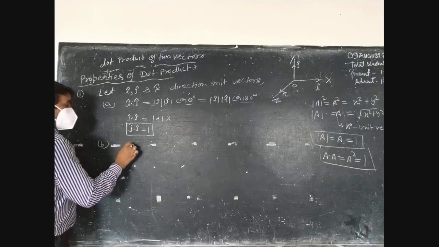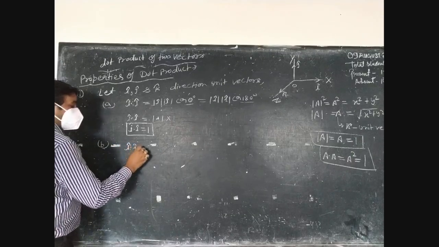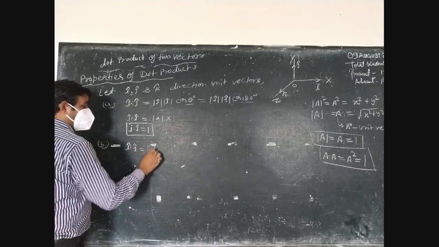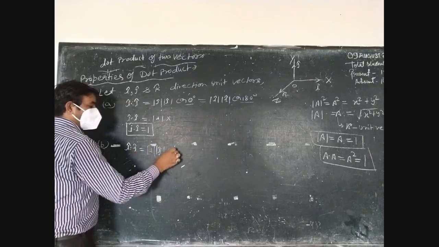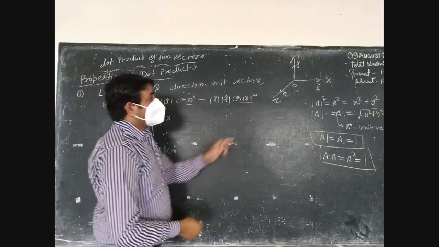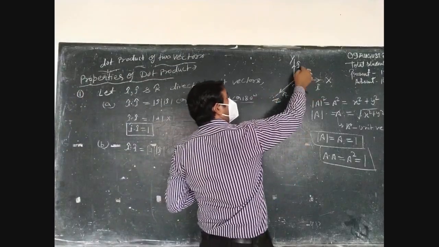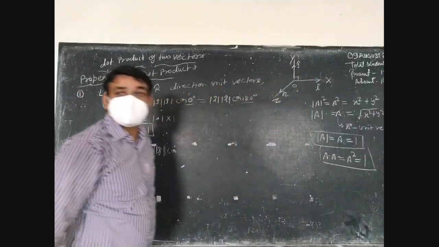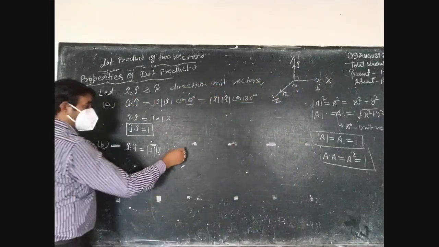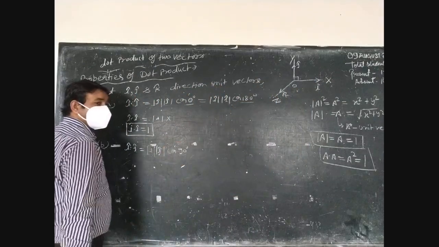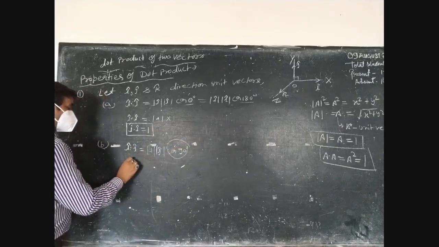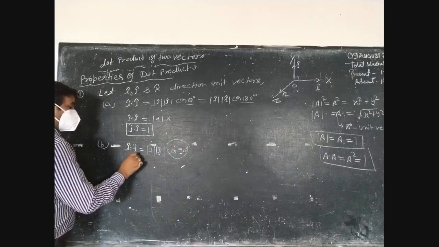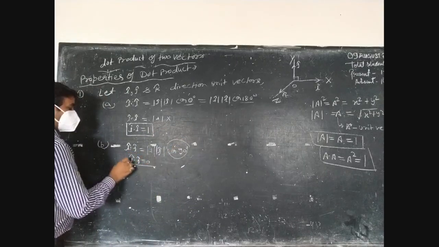If we multiply i dot j, we get modulus of i, modulus of j, cos of the angle. Now the two vectors i and j are at 90 degrees. As you know that cos 90 is 0, so the complete result is 0, which means when i dot j is multiplied, we get 0.